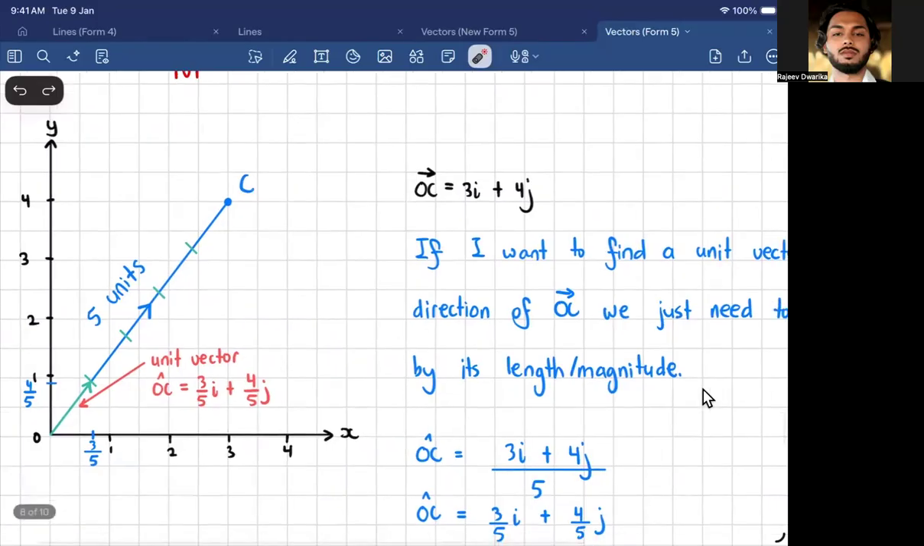So this vector is a unit vector in the direction of O to C, right? It is a smaller vector, a piece of O to C. You can think of it like that. So if O to C is the original vector, then if I multiply this by 5, I should get back what?